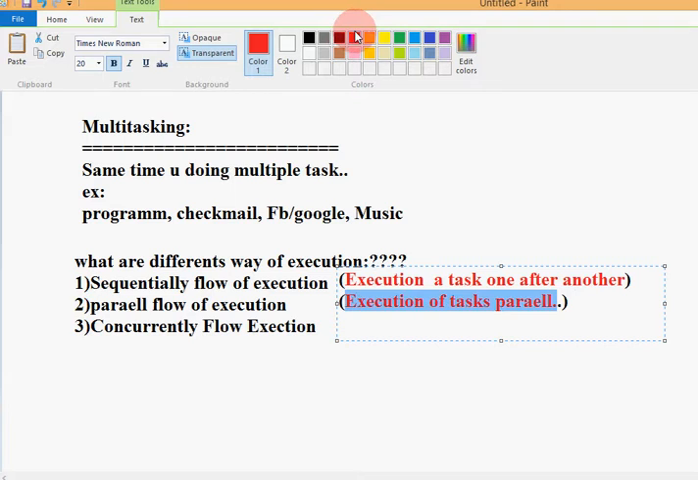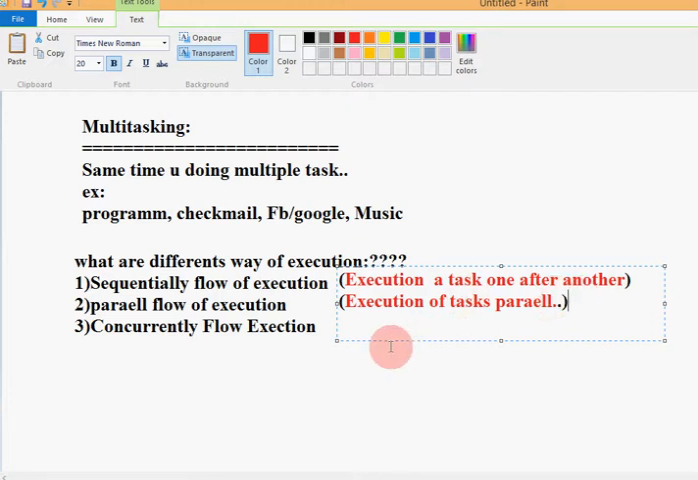Just like in the ATM example, suppose there are two ATMs present in parallel. With 100 people standing in a queue, if there is another ATM, then 50 members shift to the next ATM. In parallel they withdraw money at the same time. The time is saved and there is no dependency.